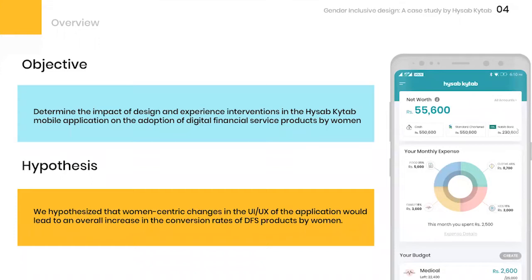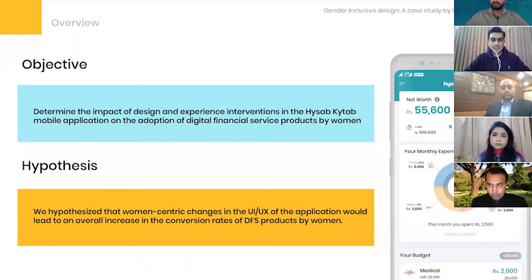Digital financial service products are just financial service products like savings accounts, checking accounts, current accounts, banking products, microfinance products, and other financial service products that can be enrolled in digitally.